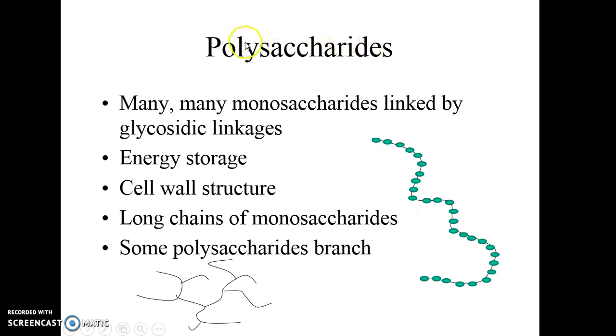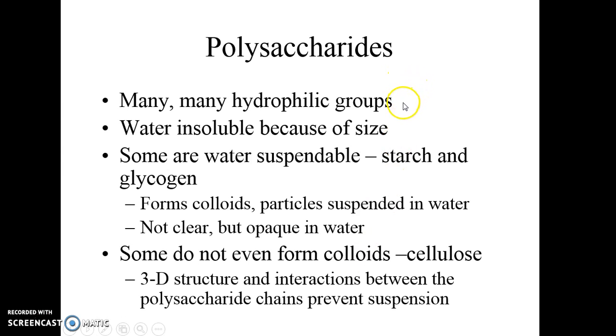Polysaccharides are many sugars attached in a chain. So if one of these little green balls is a glucose, then this is what part of a polysaccharide looks like. So when we're looking at a polysaccharide, we just know that it's glucose all chained together. And these are used for energy storage, and some of them are used for cell wall structures. They're very long chains, and some of them branch like this. Even though they have many hydrophilic groups, they don't dissolve, but they suspend. They form colloids and suspensions.